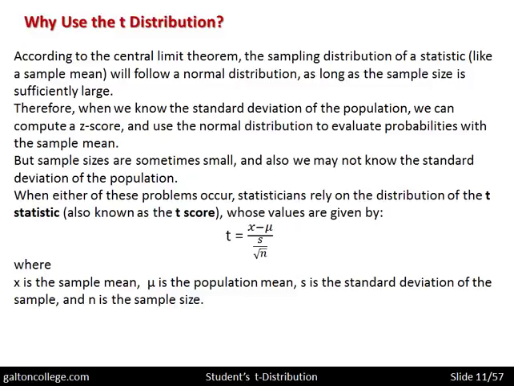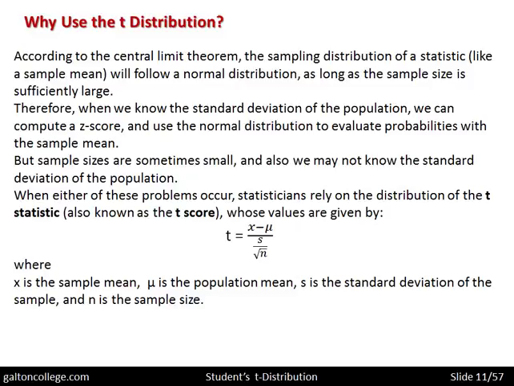X is the sample mean, so if we take a sample, then X will be the sample mean. Mu is the population mean. As I said, sometimes we don't know what that is. We don't know what the population mean is. If the population is electric light bulbs coming out of a factory, we don't know what the true population mean is, the population statistic.